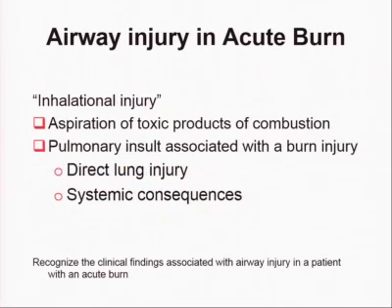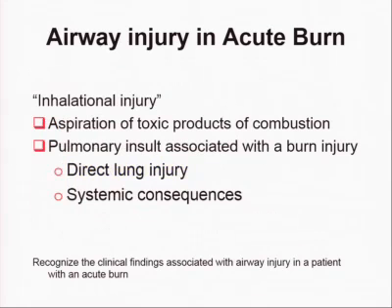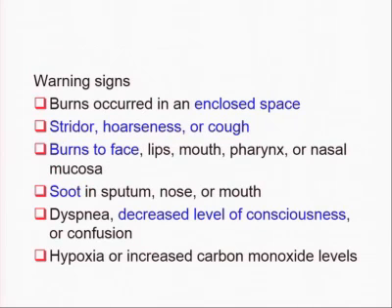How do you treat inhalational injury or inhalational burns? Again, that occurs from aspiration of toxic products of combustion. You can have pulmonary insult associated that can have direct lung injury or systemic consequences. You treat with intubation. What you want to do is you want to secure the airway before the swelling gets too bad. You don't want the airway swelling to get too bad to the point where now you have trouble intubating the patient. So you secure the airway, and that's your biggest clue. Do steroids help? No. Do furosemide or diuretics help? No. Does restricting fluids help? Nothing helps. All you've got to do is secure the airway, support oxygenation.